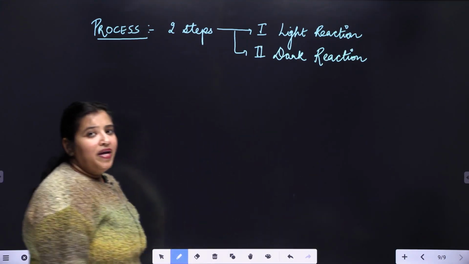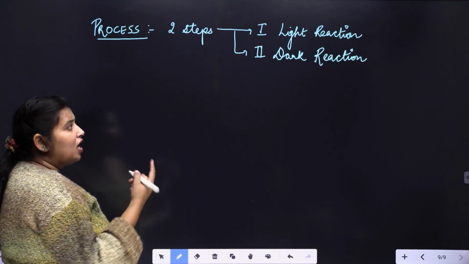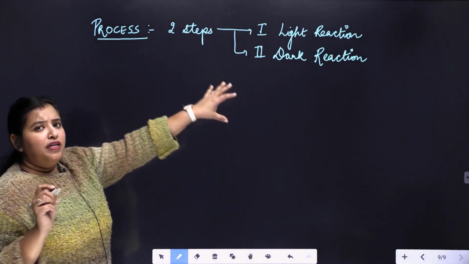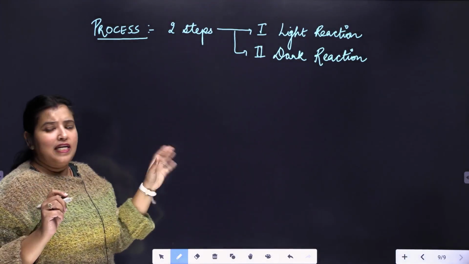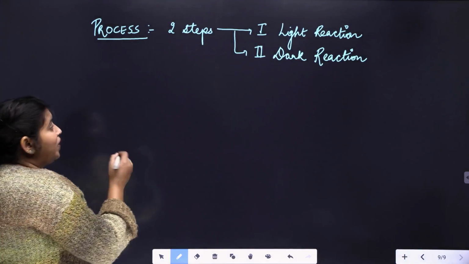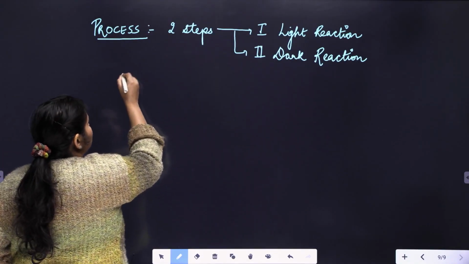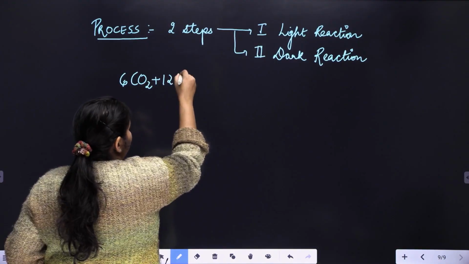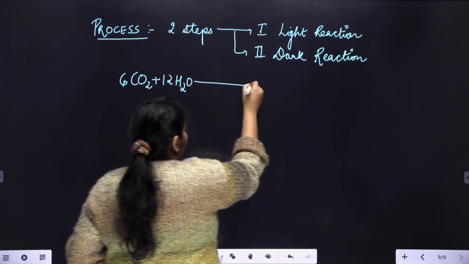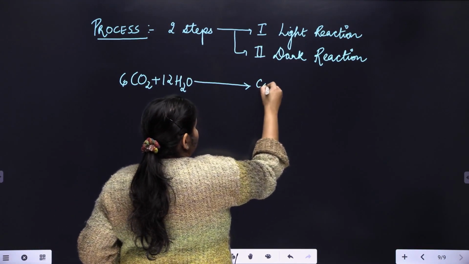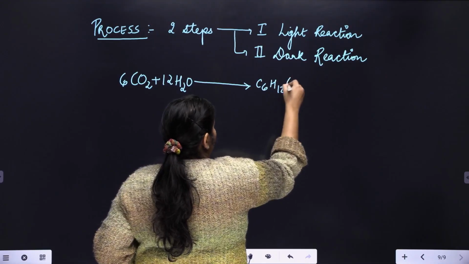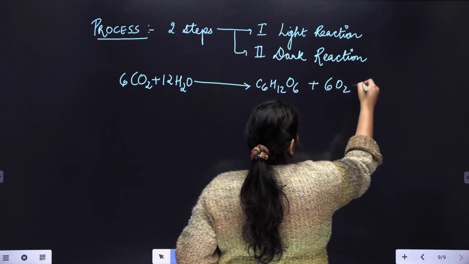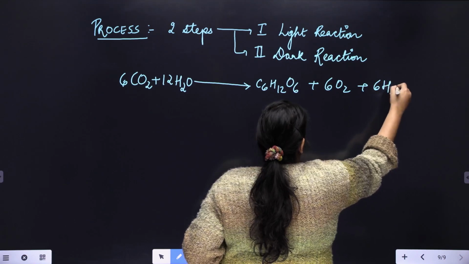All right. When I say light reaction and dark reaction, then something is happening. I will talk about the names and differences later, but let's come back to the equation of photosynthesis, which was 6CO2 plus 12H2O gives us C6H12O6 plus 6O2 plus 6 water molecules.